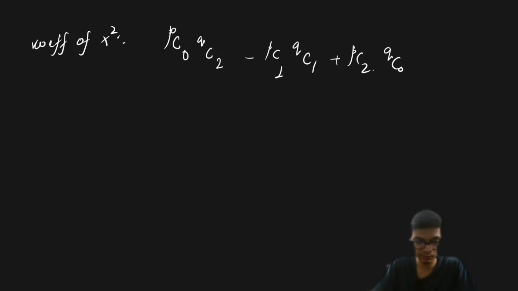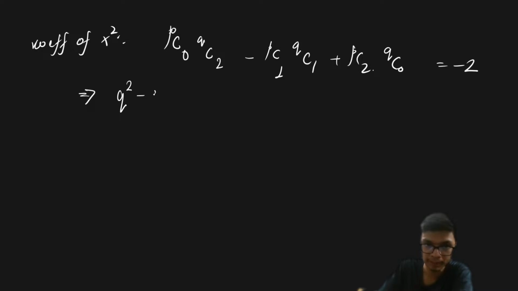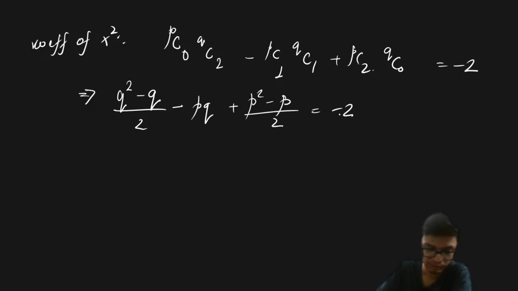Similarly, for the coefficient of x square, I'll have PC0 into QC2 minus PC1 into QC1 plus PC2 into QC0, right? That is what we have over here, and that is mentioned in the problem as minus 2. So from this we can simplify it further as q square minus q by 2 minus pq plus p square minus p by 2 is equal to minus 2, right?